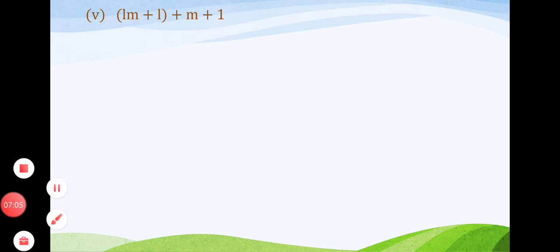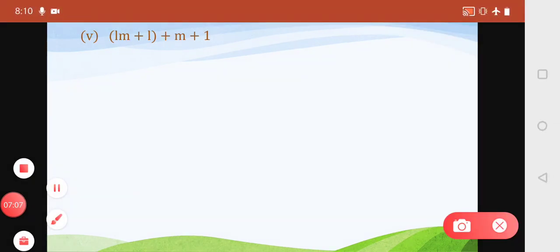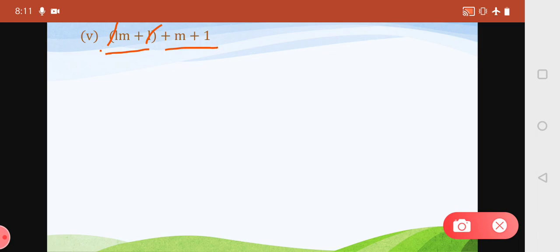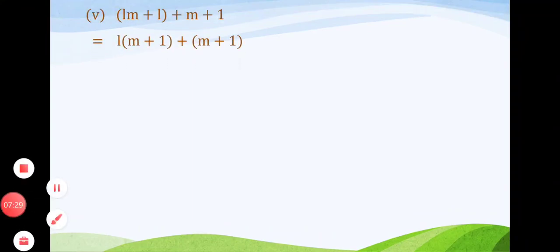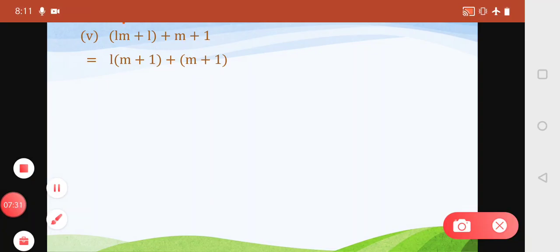Now, as Lm plus L is already given in bracket, from that we can take out common L. Here we can take out common L from this group, and this is your second group, where you can see that nothing is common, which means we can take out 1 as common in that. So after making the groups, let's take out the common. From the first group we will take out L common, and we will be left with m plus 1 in the bracket.